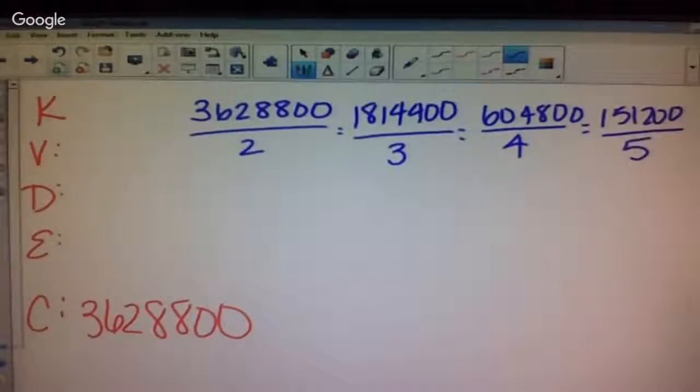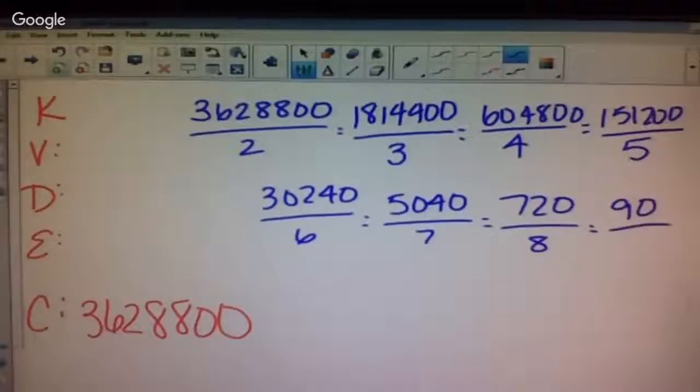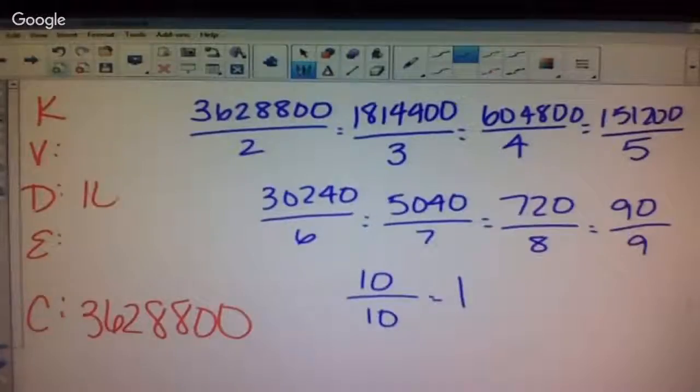So now we divide that by 5: 30,240. I now divide by 6: 5,040. I now divide by 7: 720. I now divide by 8: 90. I now divide by 9: 10. I now divide by 10: 1. So this means my degree is 10 factorial. Circuits with 10 factorial.